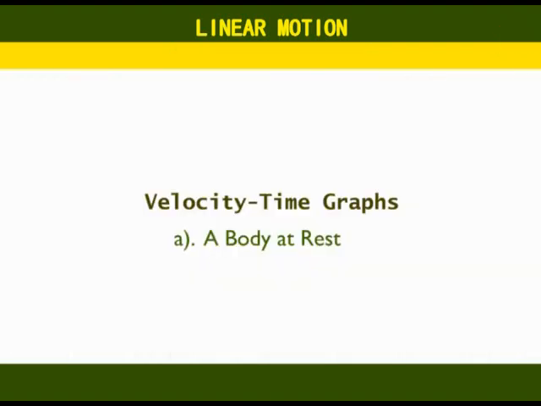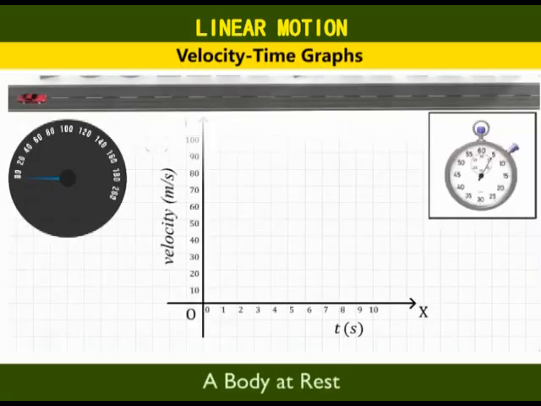First case, for a body at rest. Now for a stationary body, the velocity at all times is equal to 0. So the graph is a horizontal straight line along the x-axis.